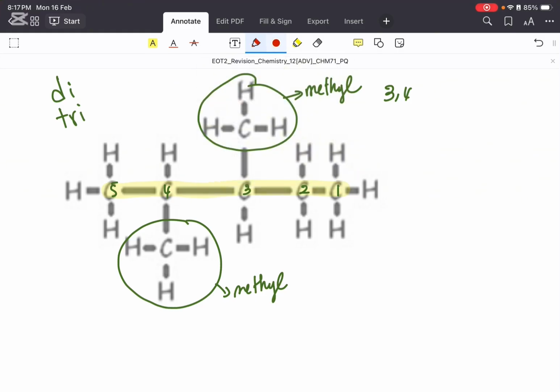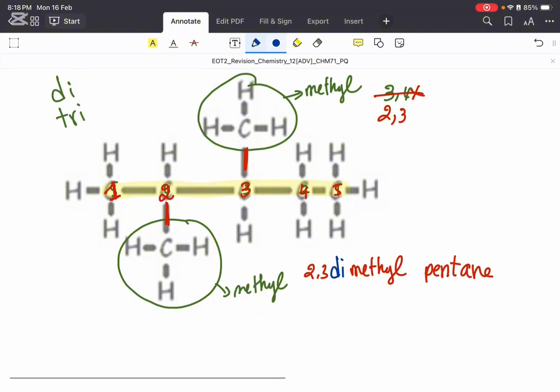But if I count from this side, 1, 2, 3, 4, and 5, the branches would be on the second and on the third. This means you need to try both ways. 2 and 3 are less than 3 and 4. So we're going to go with this side of counting. So 5 carbons means I have a pent. And since this is an alkane, it's going to be pentane. Then I have a branch on the second and a branch on the third. Both of the branches are called methyl. And to point out that I have methyl repeated twice, I will say dimethyl.